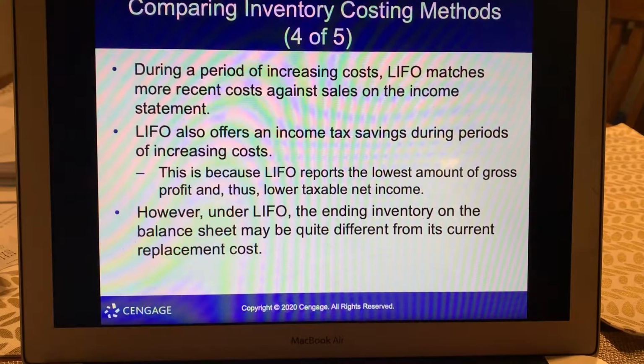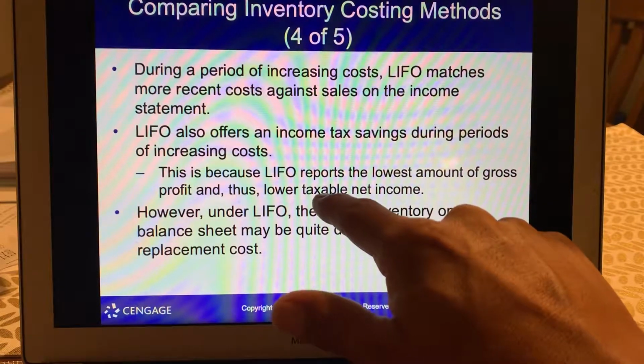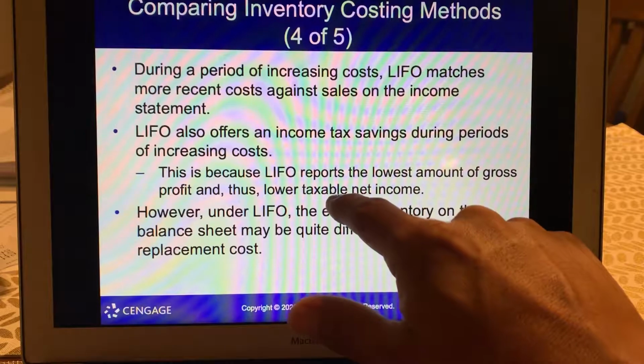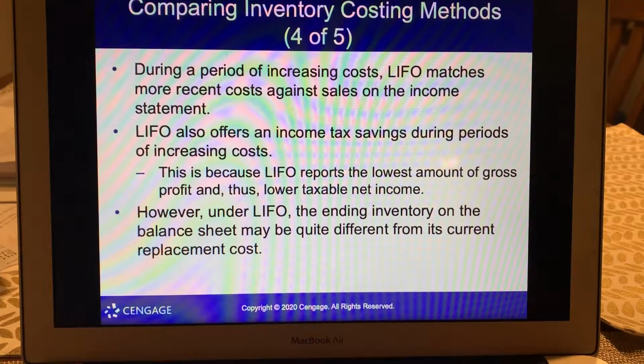During a period of increasing costs, LIFO matches more recent costs against sales on the income statement. LIFO also offers an income tax savings during periods of increasing costs. This is because LIFO reports the lowest gross profit and thus a far lower taxable net income. Okay, don't forget that's important too. Whenever you have lower gross profit, you're paying less income tax. However, under LIFO, the ending inventory on the balance sheet may be quite different from its current replacement cost.